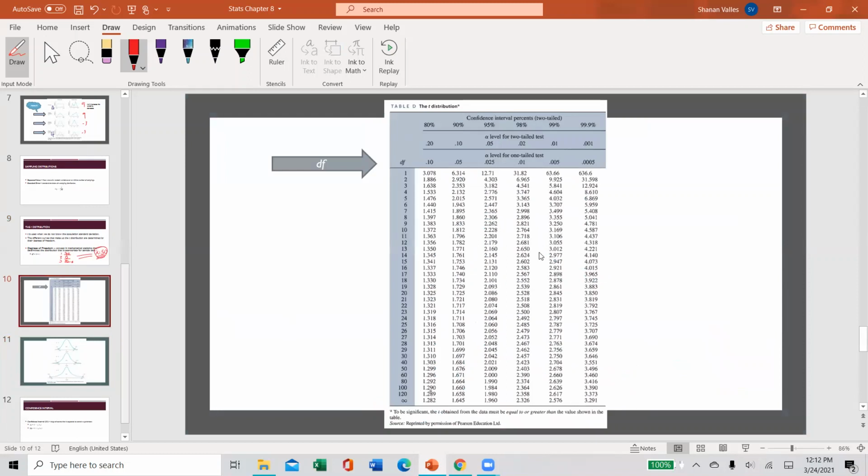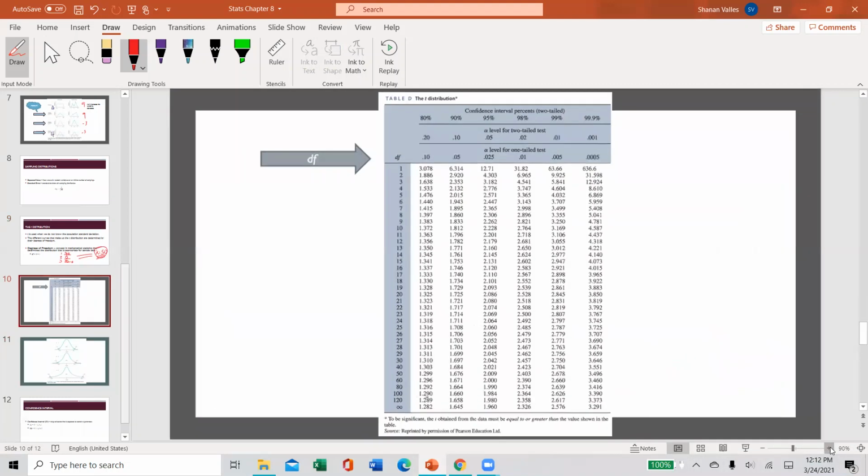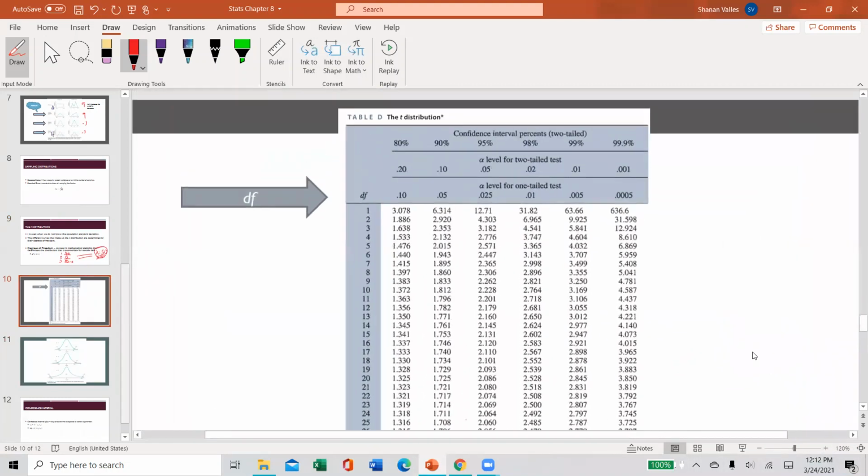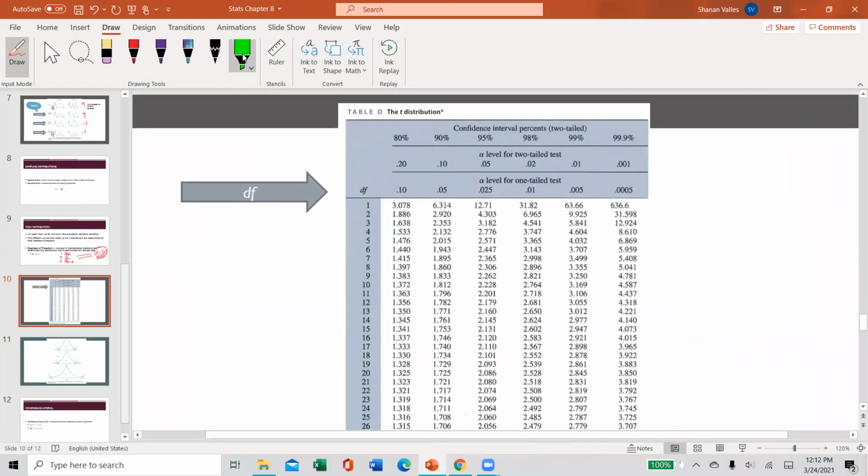Now let's look at this table here. Way up here, we see we have confidence intervals. We'll talk about that next week, so I'm going to take that off. Right here, it says alpha level for a two-tailed test and alpha level for a one-tailed test.